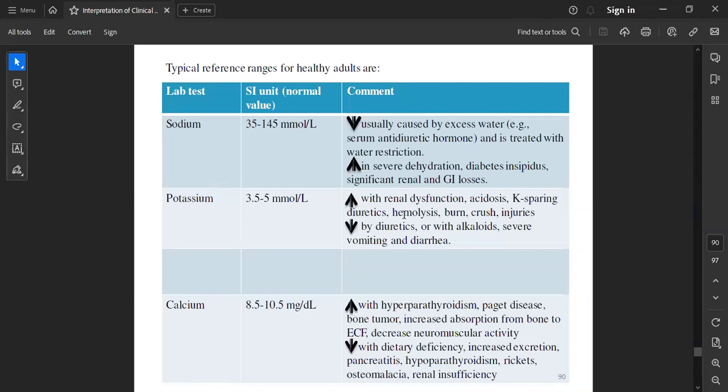Potassium levels are decreased by diuretics or alkalosis, or in severe vomiting and diarrhea. All these things can cause reduction in potassium levels. Calcium levels are increased in hyperparathyroidism, Paget's disease, and bone tumors due to bone destruction, with decreased neuromuscular activity. They decrease with dietary deficiency, increased excretion, pancreatitis, hypoparathyroidism, rickets, osteomalacia, and renal insufficiency.